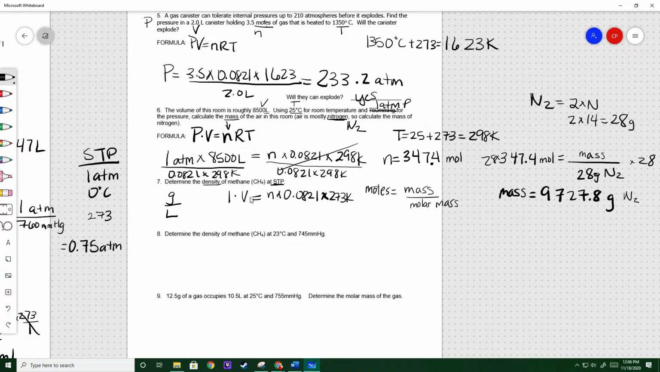So what I would want to solve for is n over V, the moles over liters, because then I can figure out my density by using my molar mass. So I would divide this side by V, and then divide this side by 0.0821 times 273. So I would have 1 over 0.0821 times 273 is equal to n over V.